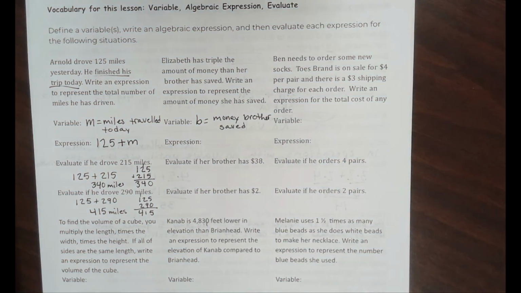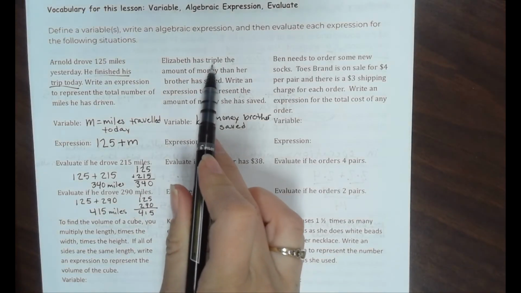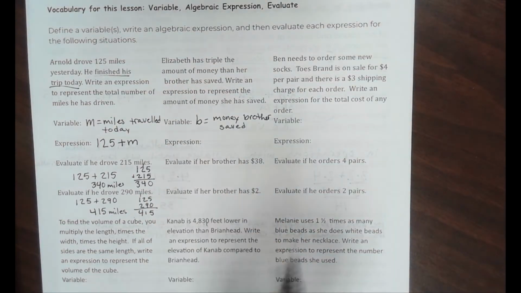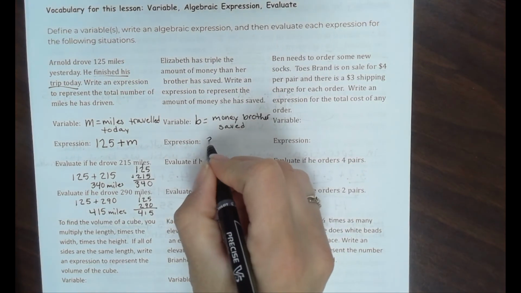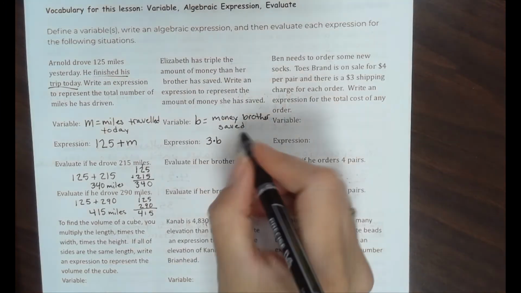Now how does that relate to the amount that Elizabeth has? Elizabeth has triple. Triple means 3 times what? 3 times what her brother has saved. So to write 3 times what her brother had saved, it would be 3 times B. Or we could just write 3B.